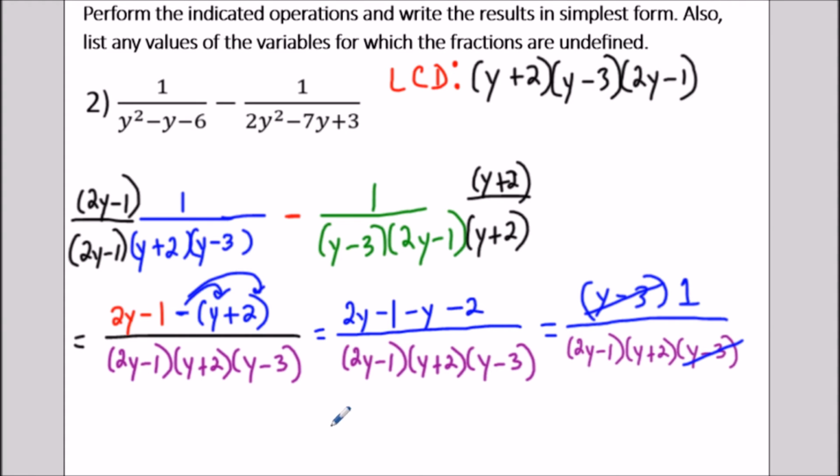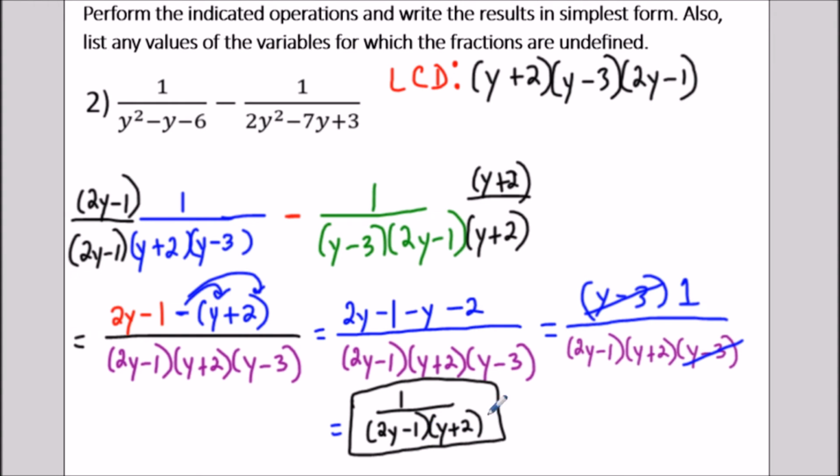So the final step here, we'll write the simplified version. We can write this as 1 over 2y minus 1 times y plus 2. Okay, so this is the final form here, and it's factored. If you wanted to, you could multiply these two together, I guess, at the end, but this is a simplified version of the original expression. Now, the one thing we also have to do here is say for which values of y is our rational expression undefined.